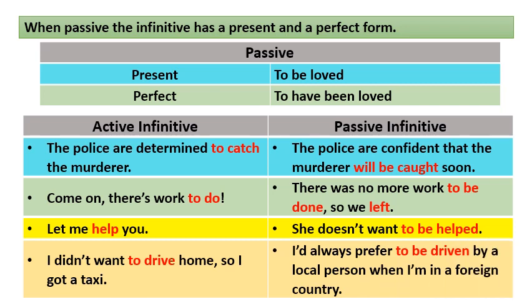Number four, the example of active infinitive is, I didn't want to drive home, so I got a taxi. Whereas the example of passive infinitive is, I had always preferred to be driven by a local person when I am in a foreign country. So this is the difference between active infinitive and passive infinitive, and how the to infinitive is used in both voices.